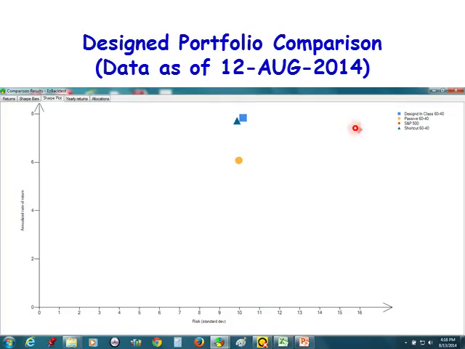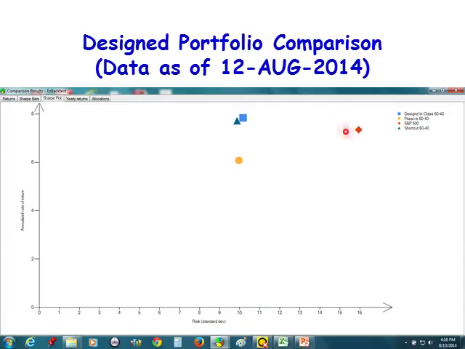This is my Standard & Poor's portfolio, which is 100% stocks, and it had a high return as expected, and also high risk as expected. Somehow it even got a lower return than the two portfolios we built from the selected funds. Okay?